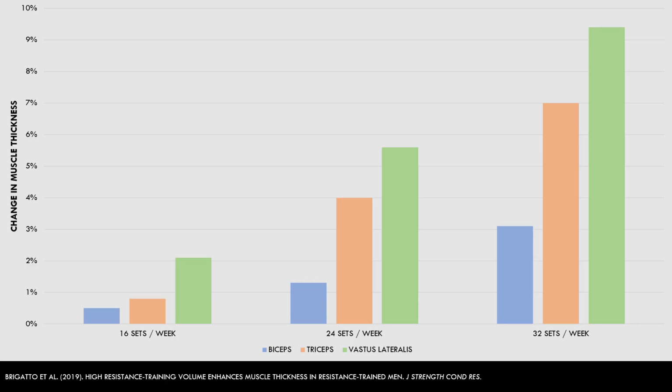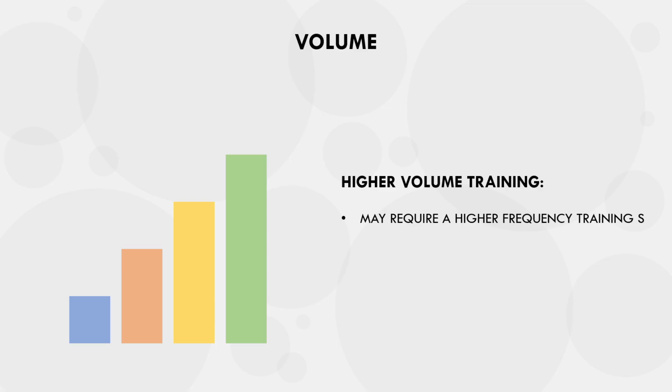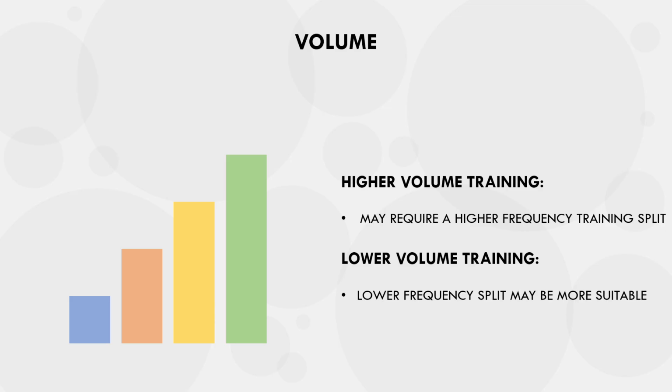So basically, we can achieve muscle growth even with low to moderate volumes, but more volume will likely result in a faster rate of muscle growth over any given period of time. The amount of volume we perform will have an influence on which training split we implement. If we perform a higher training volume for a certain muscle group, then we may need to train that muscle with a higher frequency to fit in all the volume. However, if we perform a lower volume for a certain muscle, then we may implement a split with a lower frequency for that particular muscle.